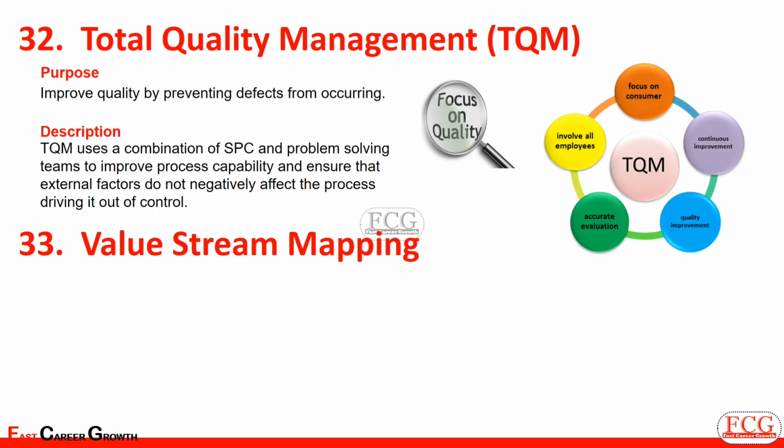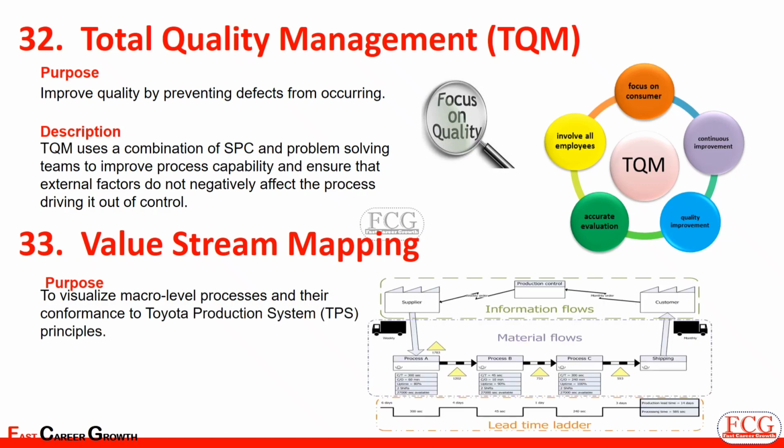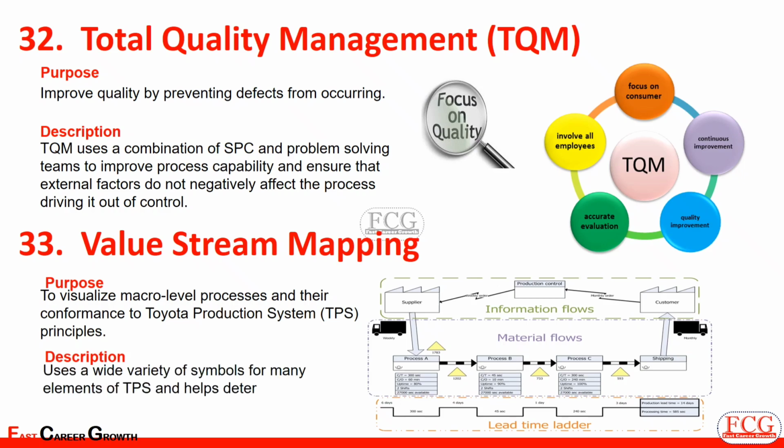Next Lean manufacturing tool is Value Stream Mapping. To visualize macro-level processes and their conformance to Toyota Production System, TPS, principles. VSM is a workplace efficiency tool designed to combine material processing steps with information flow, along with other important related data. VSM is an essential lean tool for an organization wanting to plan, implement, and improve while on its lean journey.